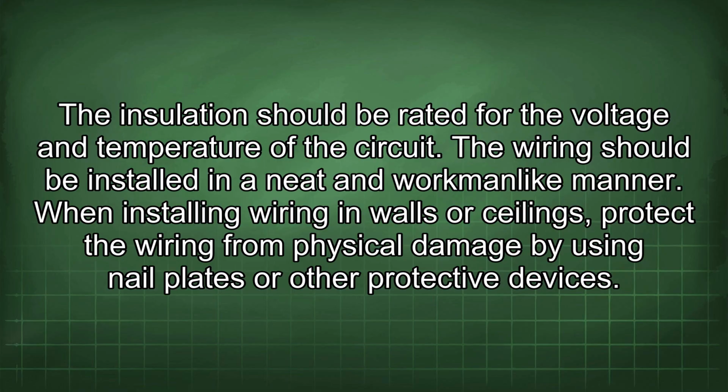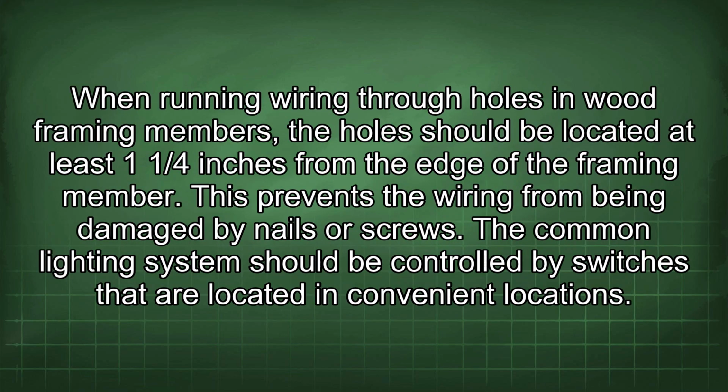When installing wiring in walls or ceilings, protect the wiring from physical damage by using nail plates or other protective devices. When running wiring through holes in wood framing members, the holes should be located at least 1/4 inches from the edge of the framing member. This prevents the wiring from being damaged by nails or screws.